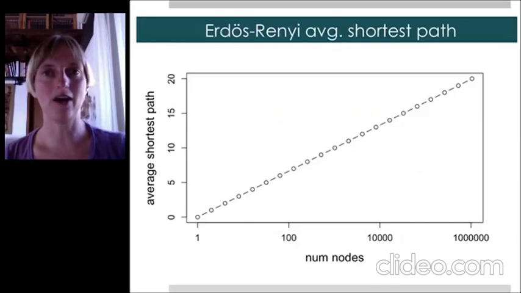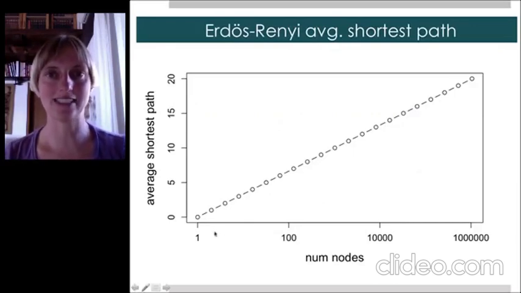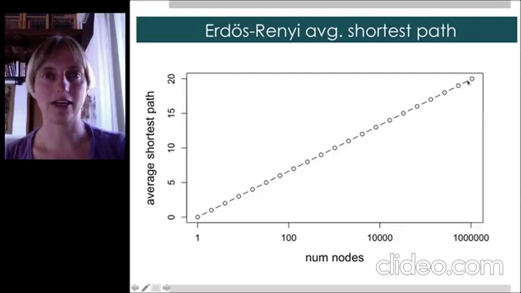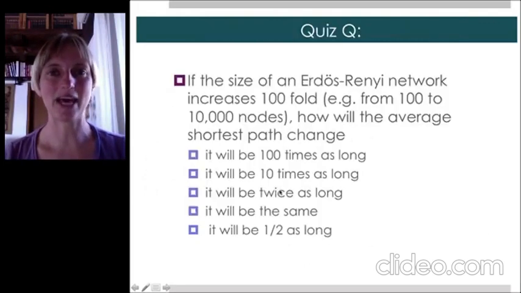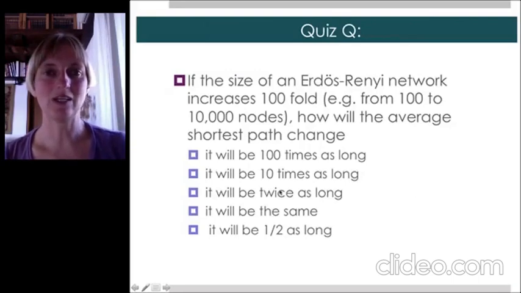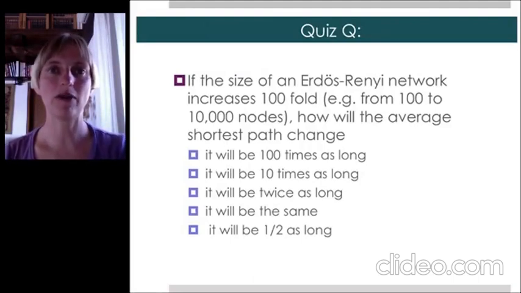So if we plot now the number of nodes on a logarithmic x-axis, what we can see is a straight line, meaning that this is the growth of the average shortest path. It's something like log n. And so just to quiz you, I'd like to know what happens to the average shortest path in an Erdős-Rényi graph when the number of nodes increases 100-fold. So for example, you go from 100 nodes to 10,000 nodes. What will be the proportional change in the average shortest path?